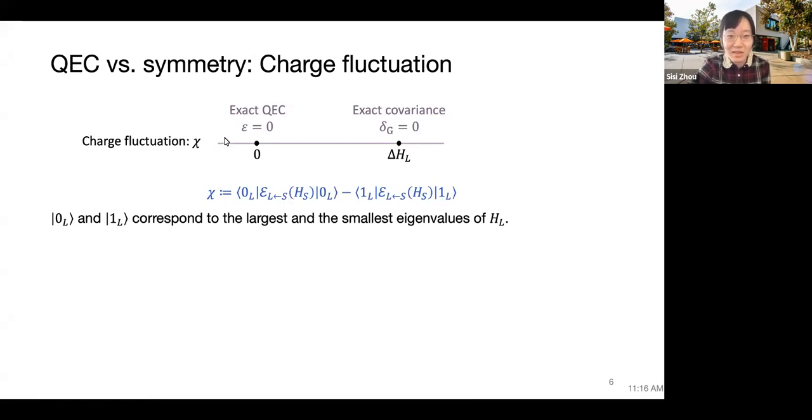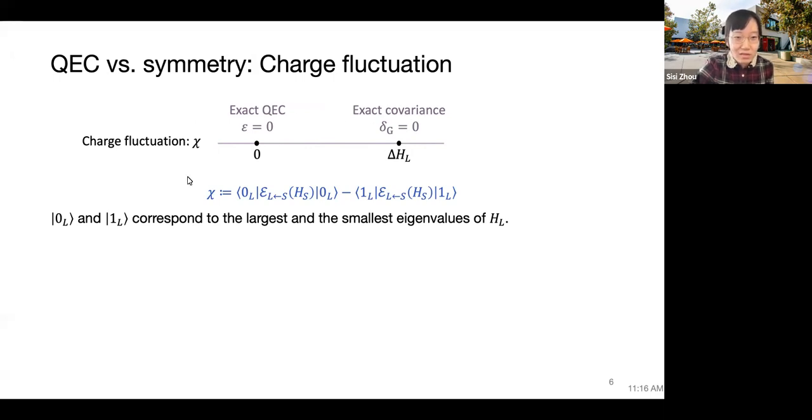It can be shown that when the code is exactly error correcting, chi should be exactly 0. In the most general cases, when the code is exactly covariant, delta should be 0, and also chi should be like delta HL. If we want to have a non-trivial generator, delta HL should be non-zero. So it is an indicator of the incompatibility between quantum error correction and covariance.